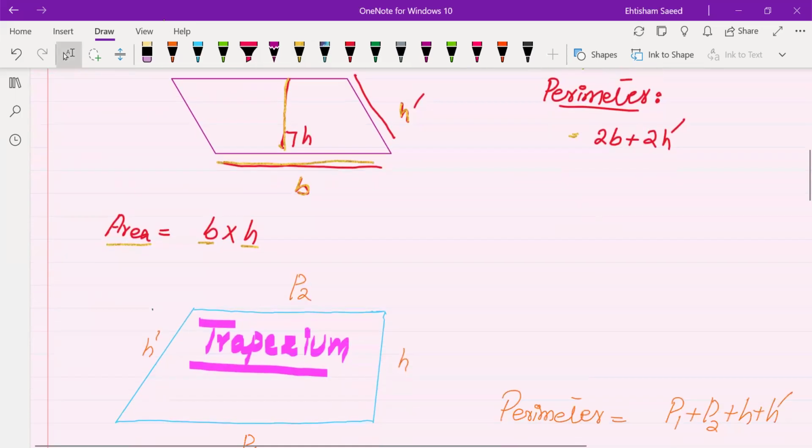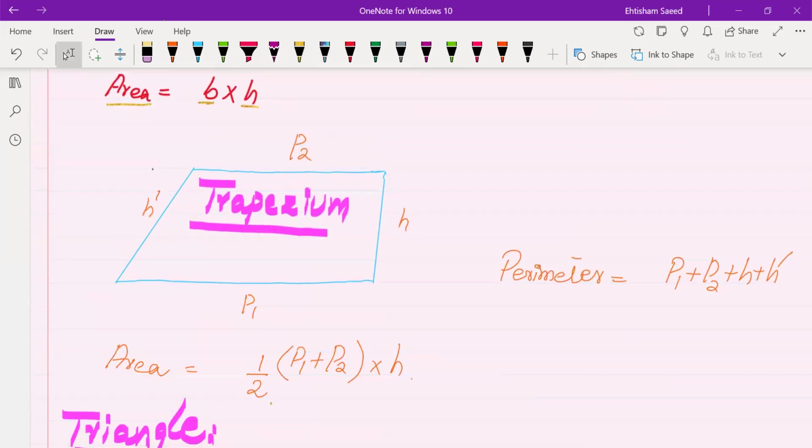Now moving ahead, another shape, the trapezium. A trapezium basically has two sides parallel. In a rhombus, all four sides were parallel in pairs. Here you would see there are two sides that are parallel, and these two sides are not parallel to each other. That's why this shape has the name trapezium.